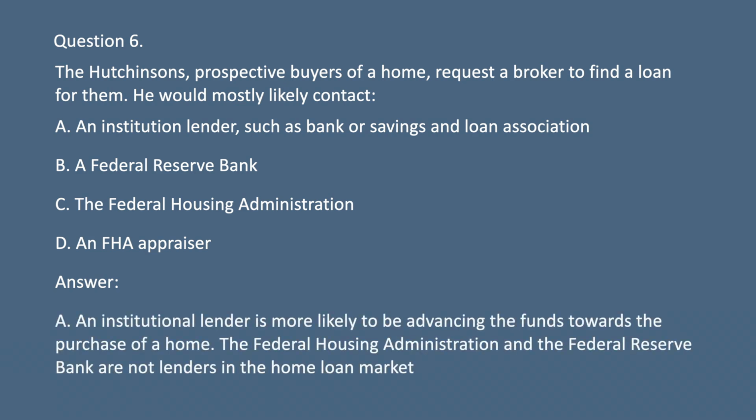Answer. An institutional lender is more likely to be advancing the funds towards the purchase of a home. The Federal Housing Administration and the Federal Reserve Bank are not lenders in the home loan market. Question 7.